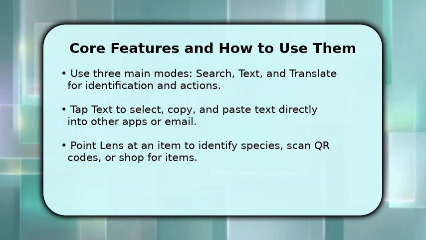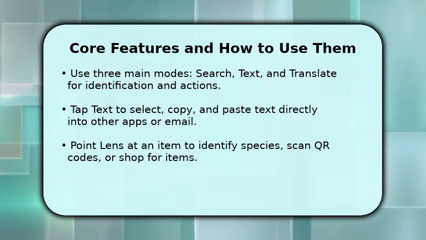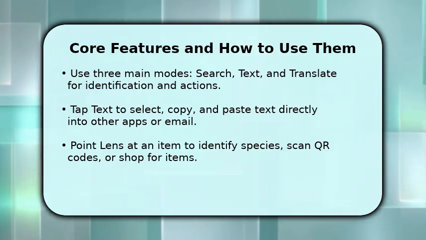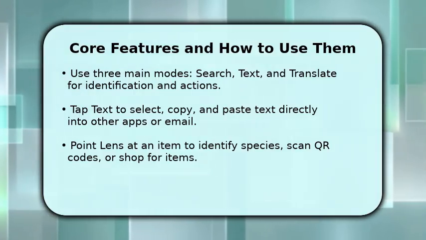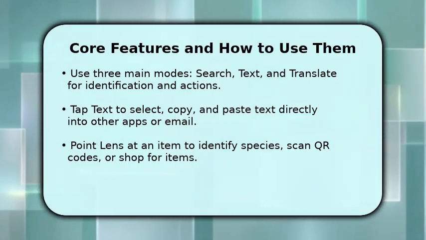In search mode, point at products, plants, or landmarks to get identification and shopping links. Switch to text mode, then tap and drag to select words to copy and paste into any app or an email. Use translate mode to overlay translations live by selecting source and target languages.